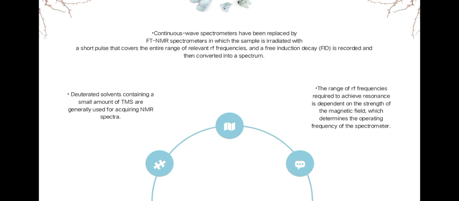Deuterated solvents containing small amounts of TMS are generally used for acquiring NMR spectra. The range of frequencies required to achieve resonance is dependent on the strength of the magnetic field, which determines the operating frequency of the spectrometer. Continuous wave spectrometers have been replaced by FT-NMR spectrometers, in which the sample is irradiated with a short pulse that covers the entire range of relevant frequencies, and a free induction decay is recorded and then converted into a spectrum.